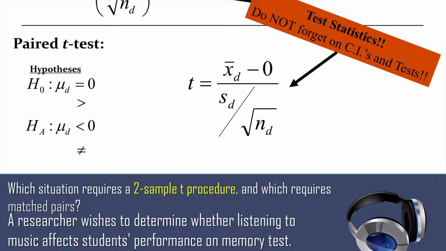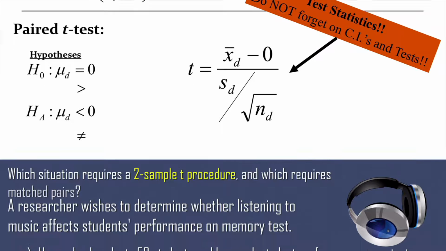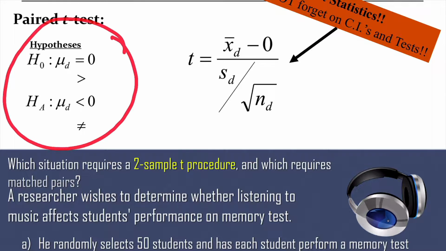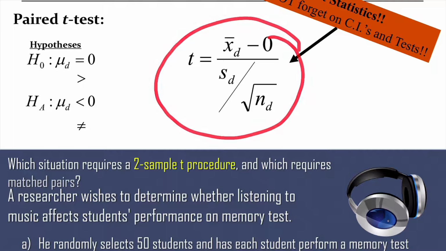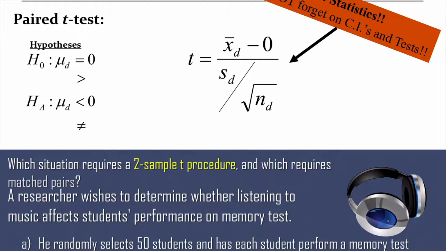And then for a test, we use this. So the hypothesis, the null is always the differences: there are no differences, it's the same. And then our alternative is greater than 0, less than 0, or not 0. And then here is our t.